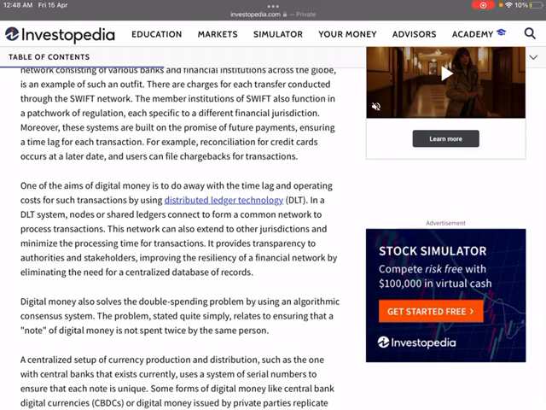One of the aims of digital money is to do away with the time lag and operating costs for such transactions by using distributed ledger technology, DLT. In a DLT system, nodes or shared ledgers connect to form a common network to process transactions. This network can also extend to other jurisdictions, authorities and stakeholders, improving the resiliency of a financial network by eliminating the need for a centralized database of records.